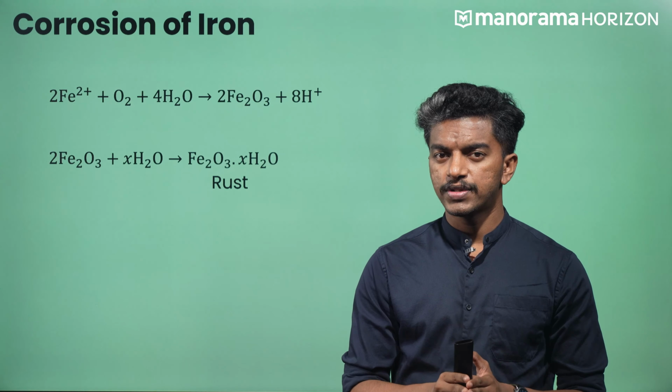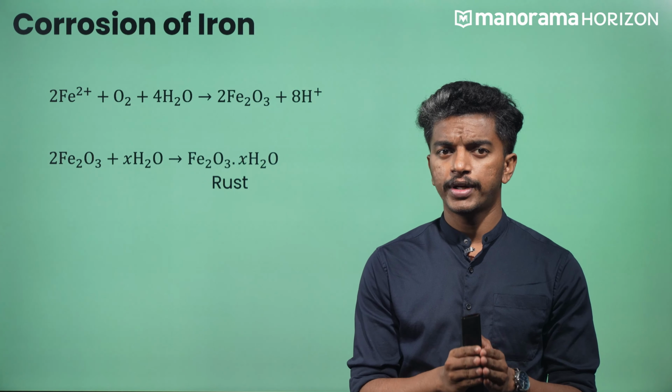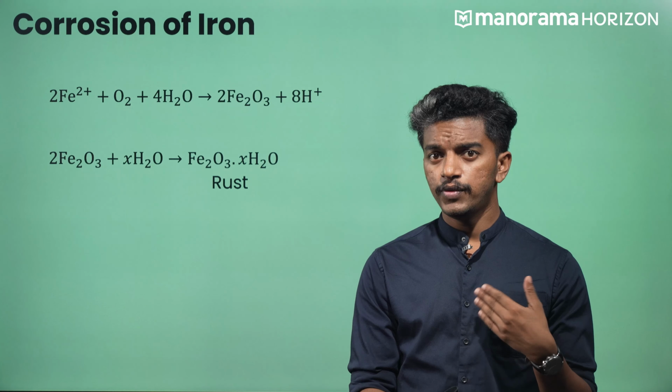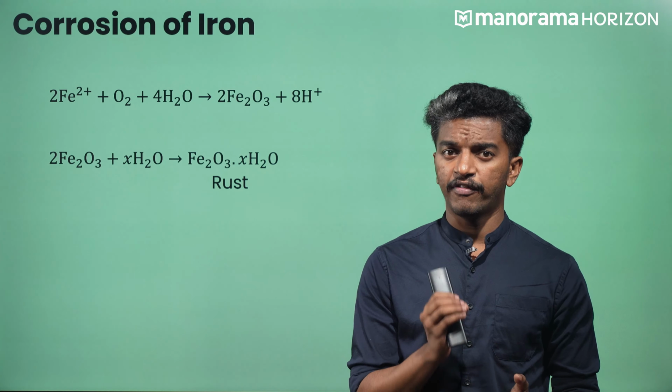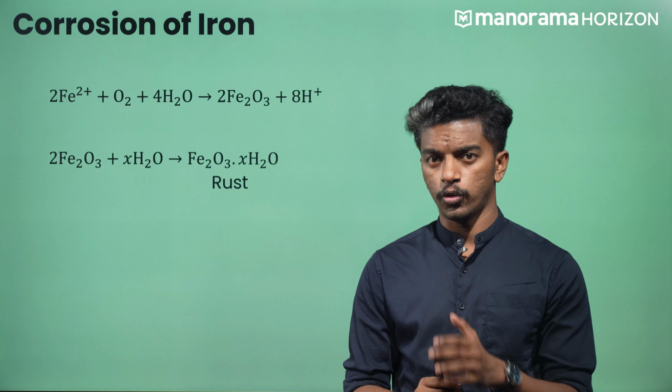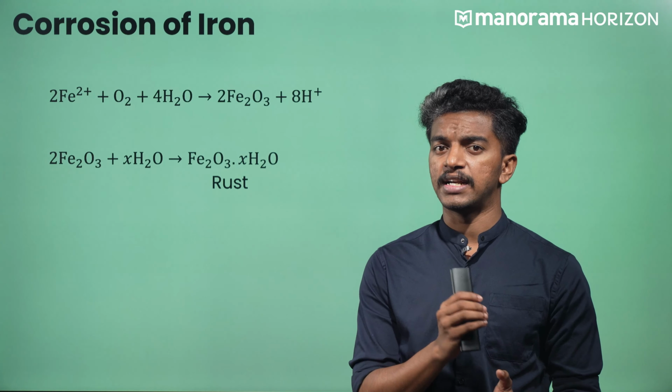The ferrous ions are further oxidized by atmospheric oxygen to ferric ions, which come out as rust in the form of hydrated ferric oxide with the formula Fe2O3.xH2O, and with further production of hydrogen ions.